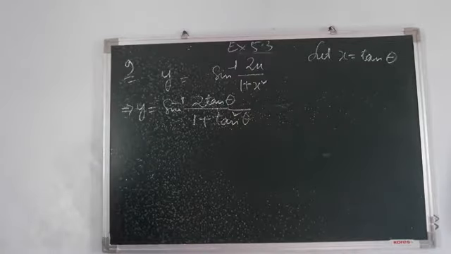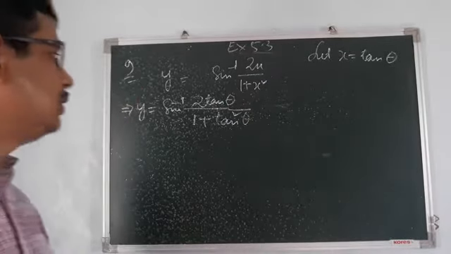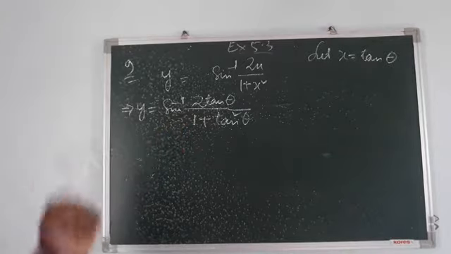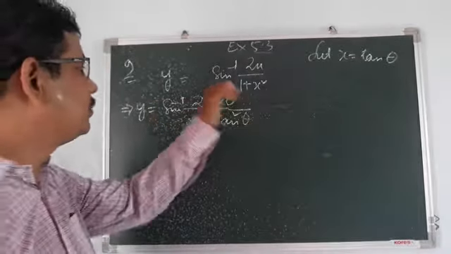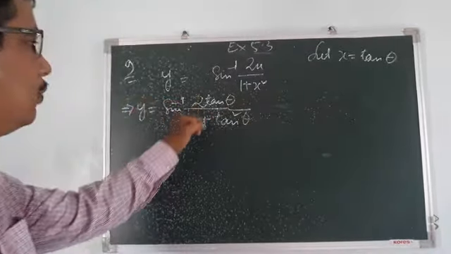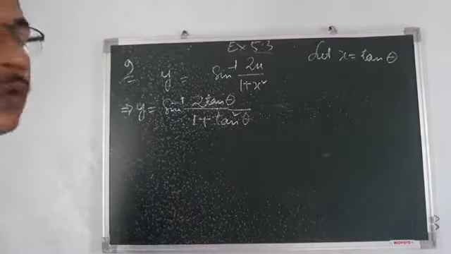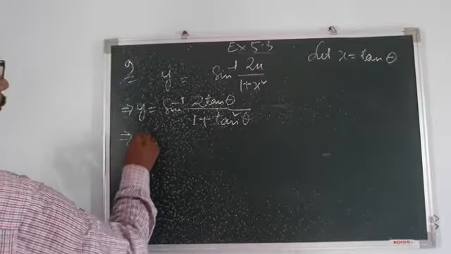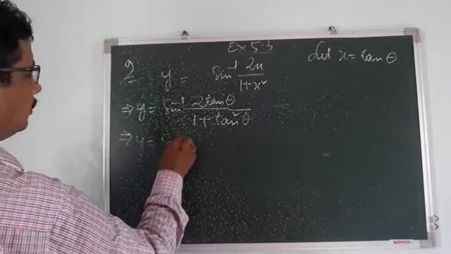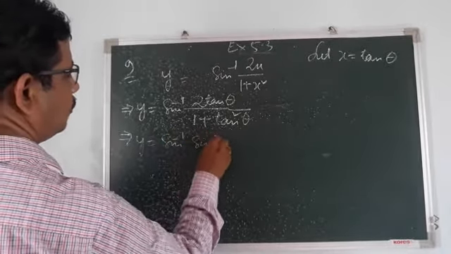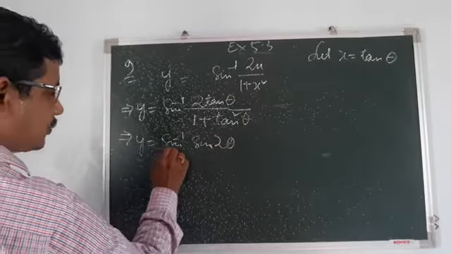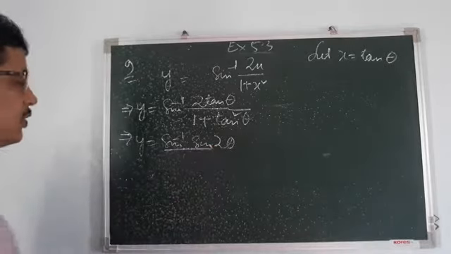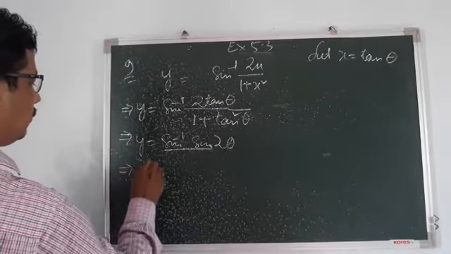What we have done? We have just replaced x by tan theta. Then we get sin inverse of this one. Now this term is what? In class 11 we found this is sin twice theta. This is the formula of sin twice theta. Now see, sine and sine inverse will cancel each other and we will be left with what?